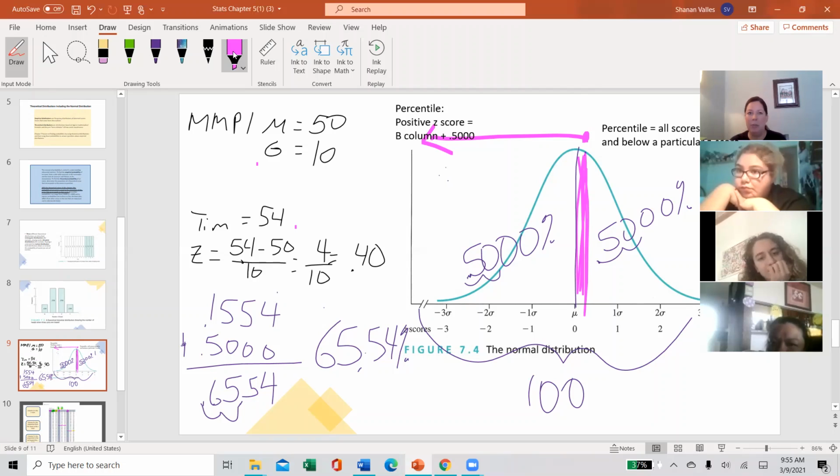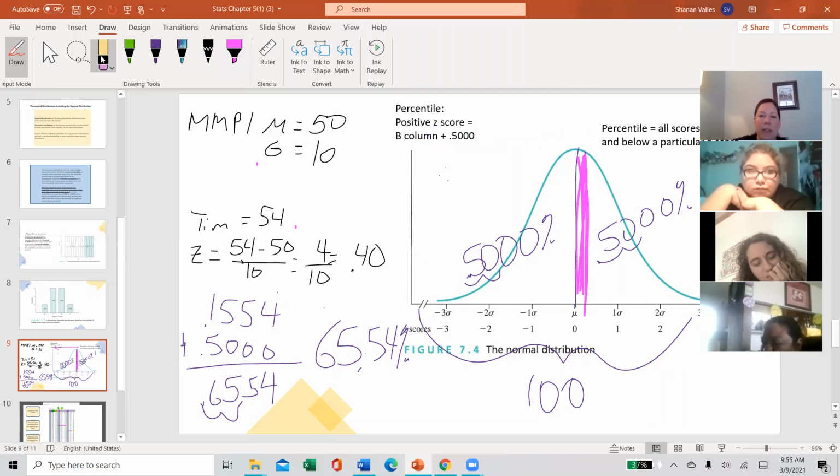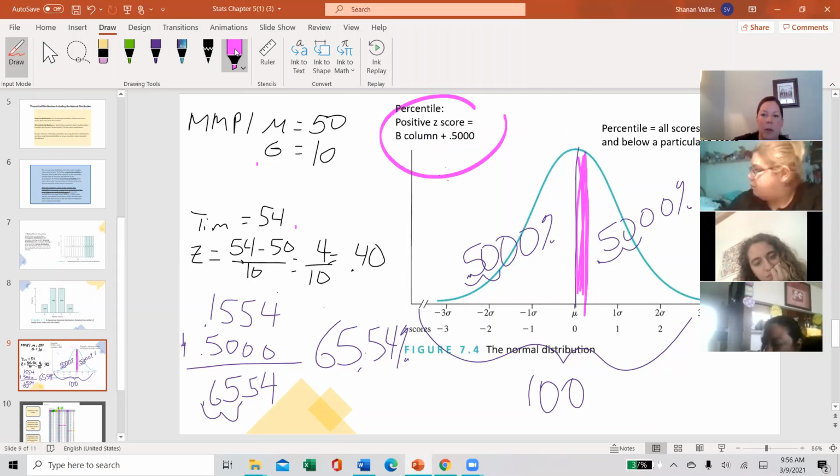So for a positive z-score, when you're finding the percentile ranking, it will always be: find the B column and add it to that 0.5000. Now you say it's a positive z-score. What if it's a negative z-score? Excellent question. I love it when you ask questions that lead right into the next example.